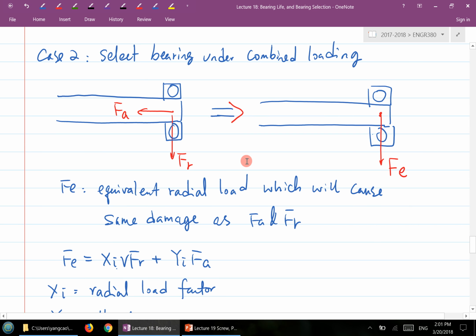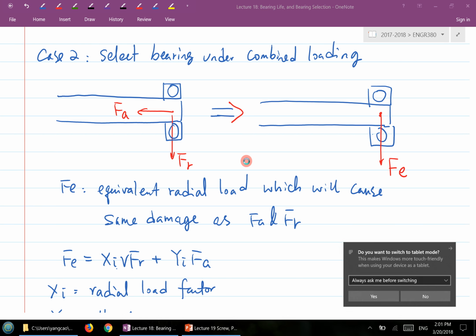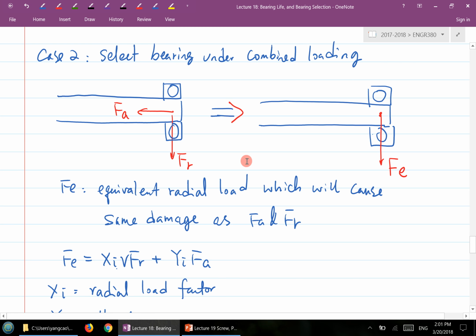Alright, so let's continue on the bearing selection. We'll finish the bearing today, and then we'll get on to the screws, power screws, and threaded fasteners. What we were at the end of the last lecture is the second case, basically selection of bearing under combined loading.